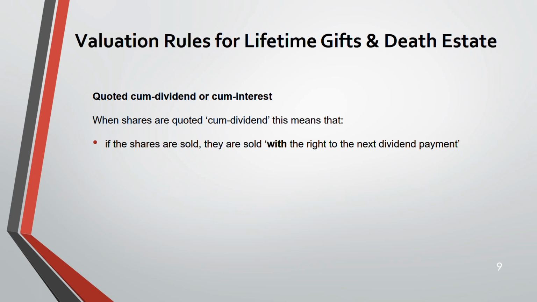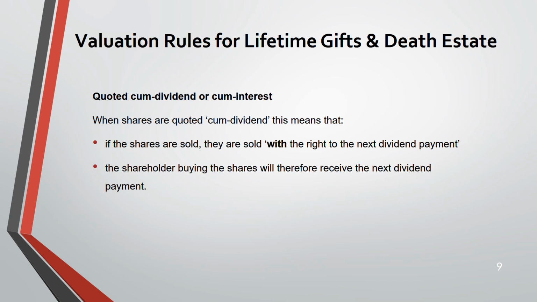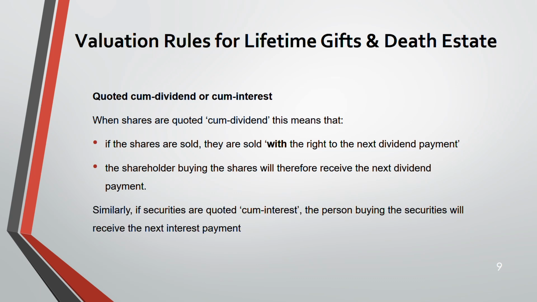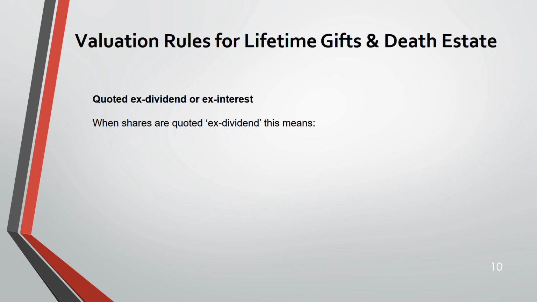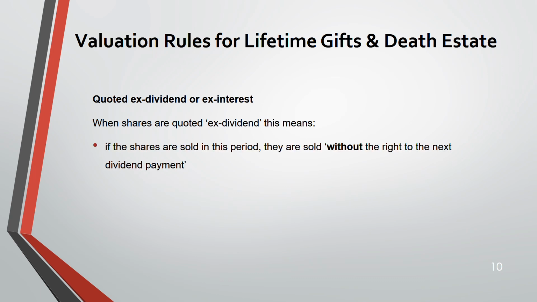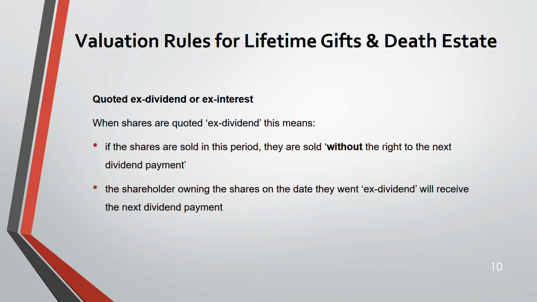Cum dividend. What does it mean? If the shares are sold, they are sold with the right to the next dividend payment. The shareholder buying the shares will therefore receive the next dividend payment. Similarly, if securities are quoted cum interest, the person buying the security will receive the next interest payment. X dividend means without the right to the next dividend payment, and if it's security, without the right to the next interest payment.